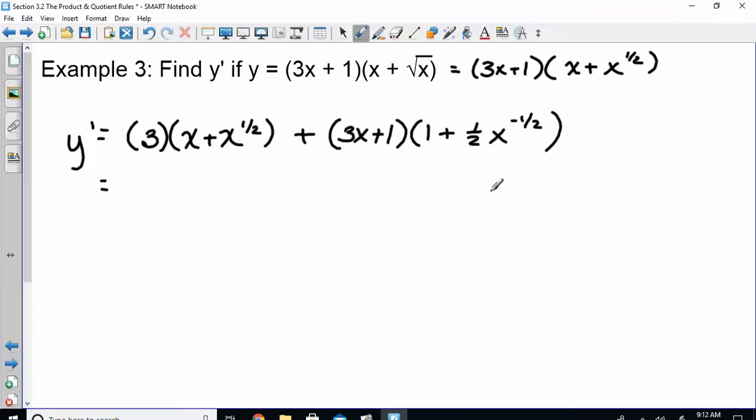Now this one probably didn't save us much time because now we have to go ahead and multiply it out anyway, don't we? So it would have definitely been faster to FOIL first, but we're practicing this technique. So we get 3x plus 3x to the 1/2.